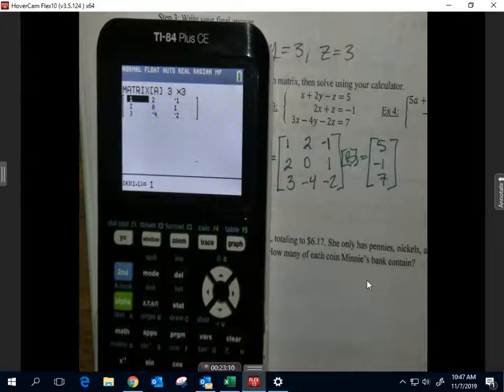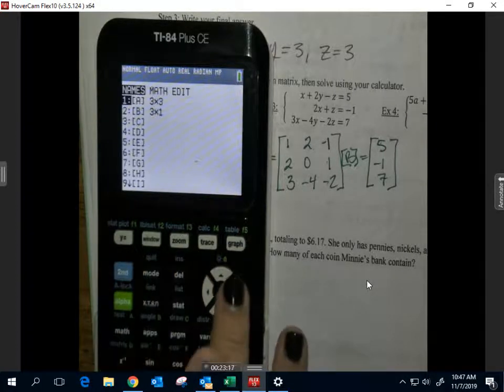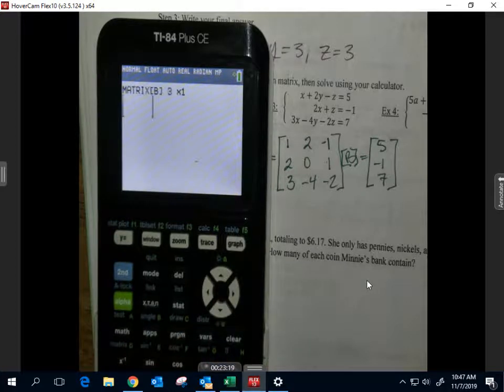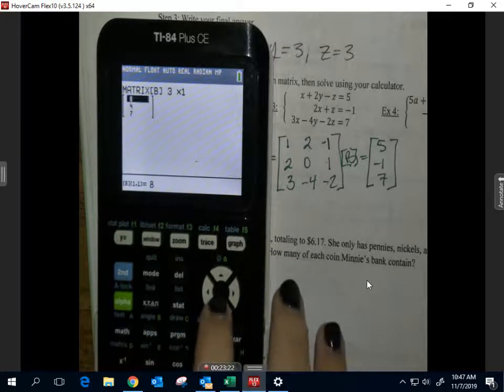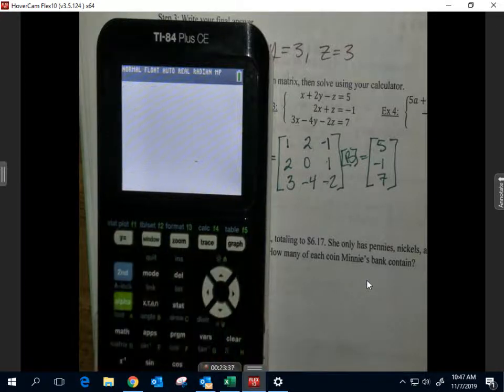Alright, you're done? Now let's make matrix B. So second matrix, over to edit, 2. It's still a 3 by 1, so now we're just going to change those numbers. Where do I go once I've finished with matrix B? Second mode, clear it, make sure it's a clear screen. I just like to start with a clear screen.